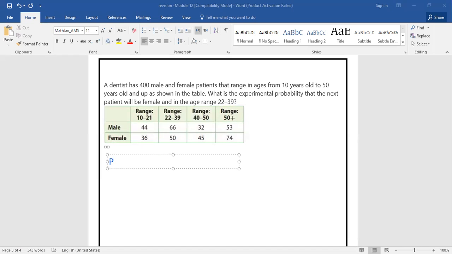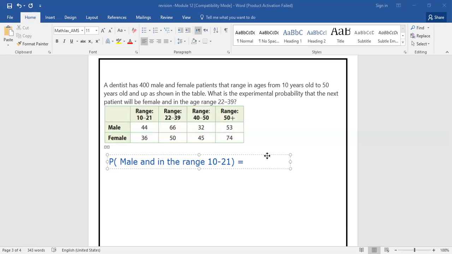I will write the question. We want the probability of male and in the range, sorry, in the range 10 to 21. 10 to 21. Okay. How will we find the answer, Marwa?